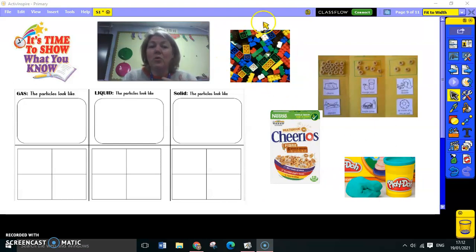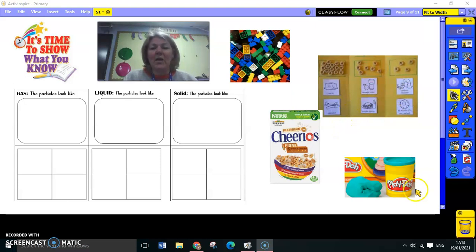Okay, so there are some examples here of what you could use if you've got it at home. So you could build me a model with some Lego bricks maybe. So maybe think about how you could show a gas, a liquid and a solid using your Lego bricks, and then give me 4 examples on some post-it notes or some scraps of paper around it. You could use some breakfast cereal or some pasta shapes to show me solids, liquids and gases, and then put some examples underneath. This person here has drawn some pictures to show me, and that's absolutely fine.